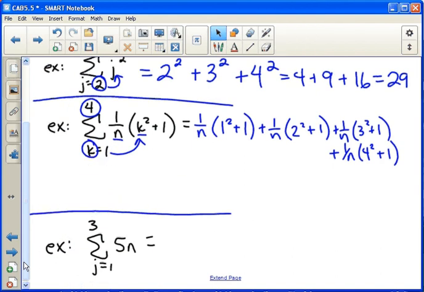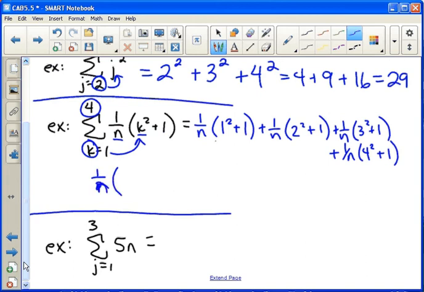Okay, so I still have 1 over n out front, but on the inside now, 1 squared plus 1 is just 2. And then 1 over n times 5. 2 squared plus 1 is 5. And then 3 squared plus 1 is 10. And then 4 squared plus 1 is 17.